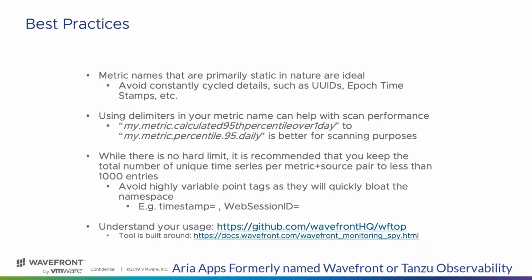If you're going to have high cardinality, it's going to perform best if they are point tags. The worst place to put that kind of high cardinality stuff is in the metric name. We suggest that you keep the metric names as simple and static as possible, and then have the unique stuff as point tags, which hopefully makes sense.